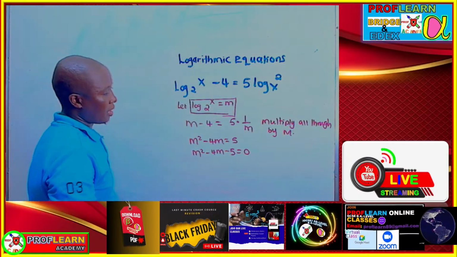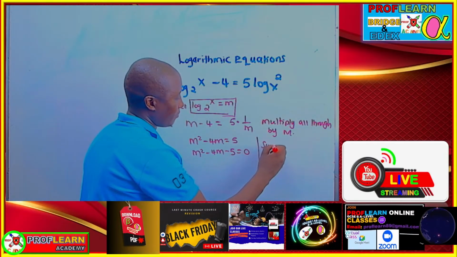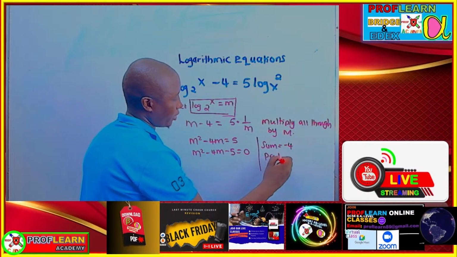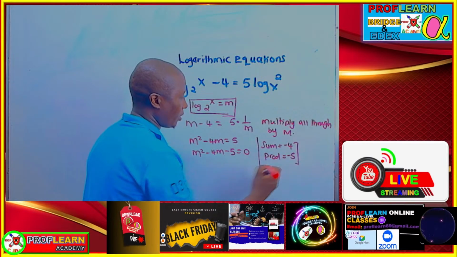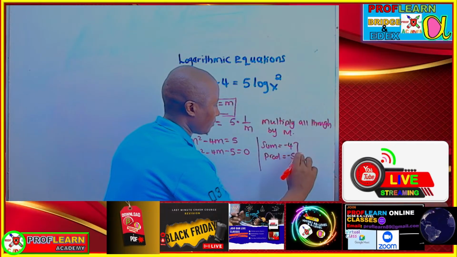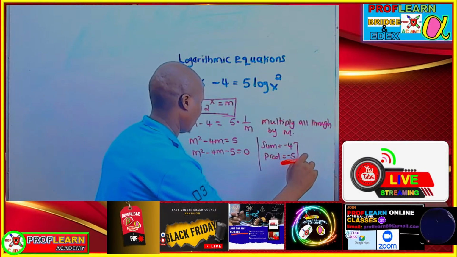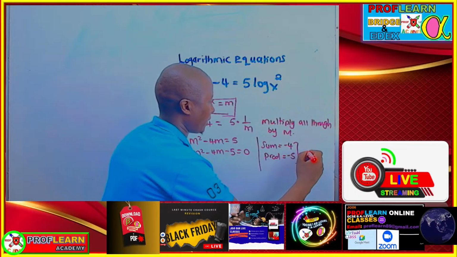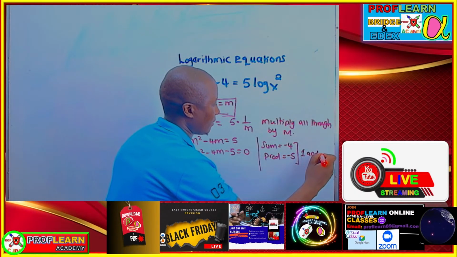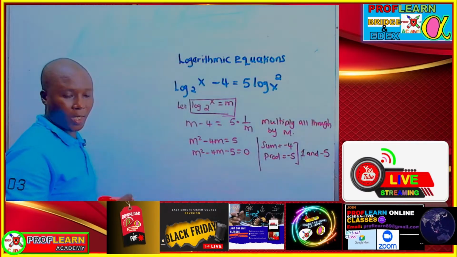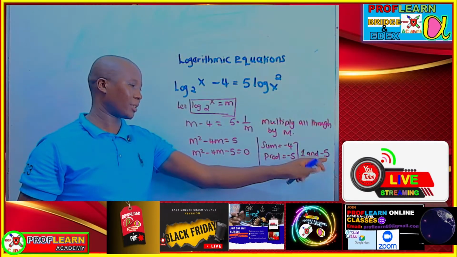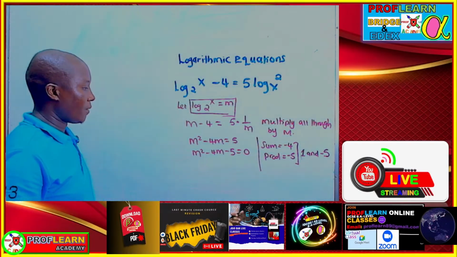So which means that we need to find two numbers whose sum is equal to minus 4, but the product of the two numbers is equal to minus 5. Which numbers are those? The two numbers are 1 and minus 5, so that if you multiply 1 times minus 5, you get minus 5, but 1 plus minus 5 is going to give us a value of minus 4.